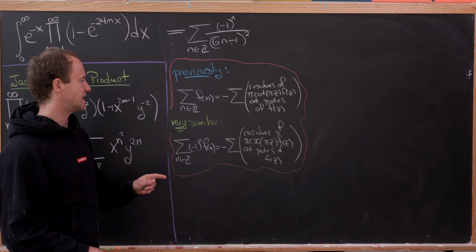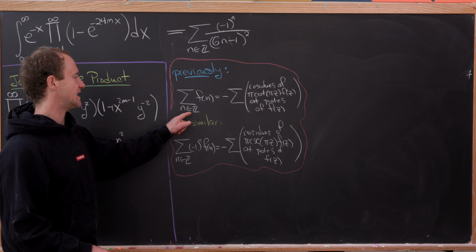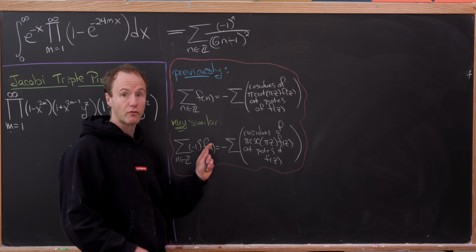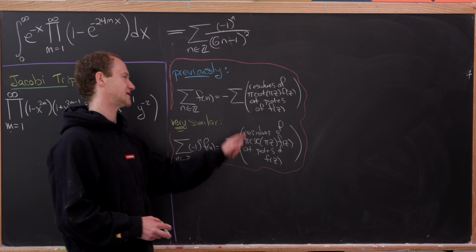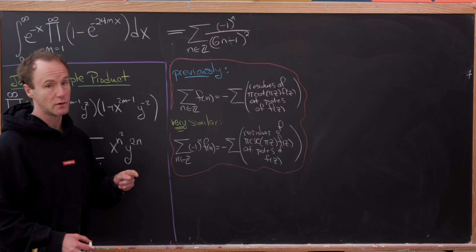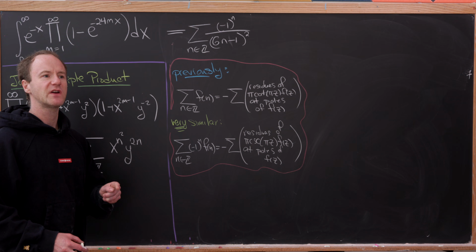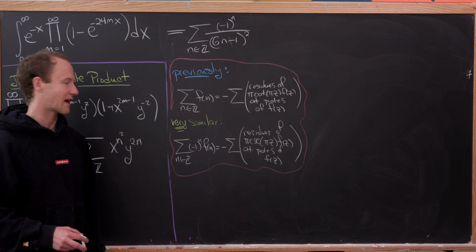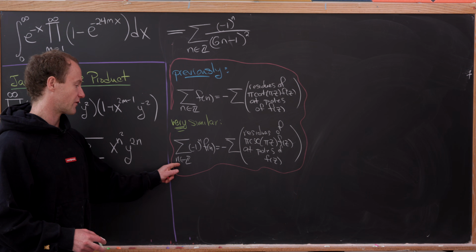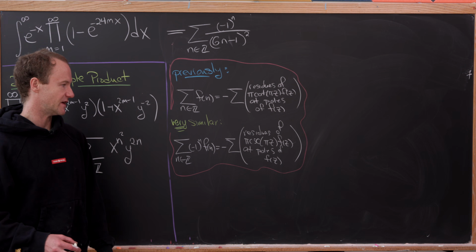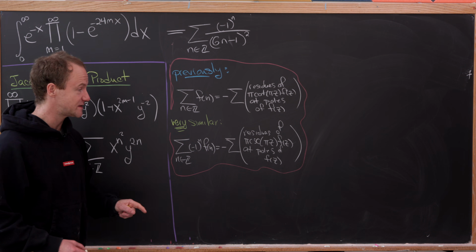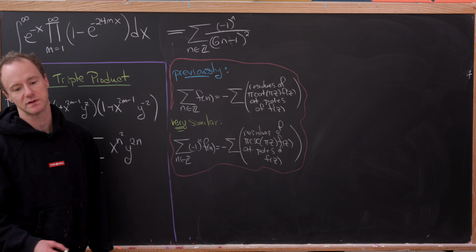Now, in a previous video, I proved that the sum as n goes over all integers of f of n is equal to minus the sum of the residues, so now we're using some complex analysis, of the function pi cotangent pi z times f of z at the poles of f of z. And there's a very similar result. It's proved almost exactly the same way, that the alternating sum, so the sum over all integers of minus 1 to the n f of n, is equal to negative the sum of the residues of pi cosecant pi z times f of z at the poles of f of z.